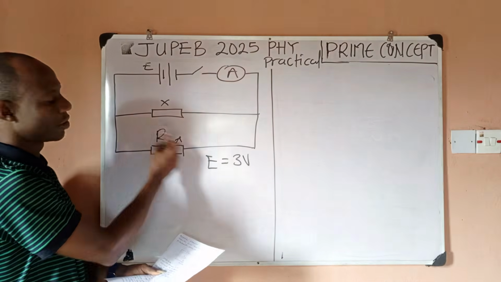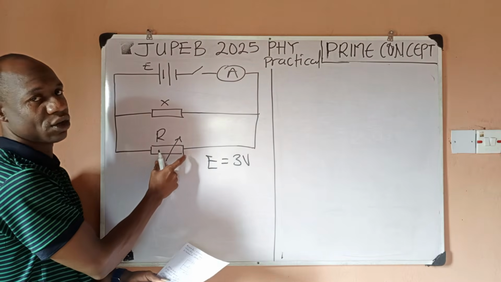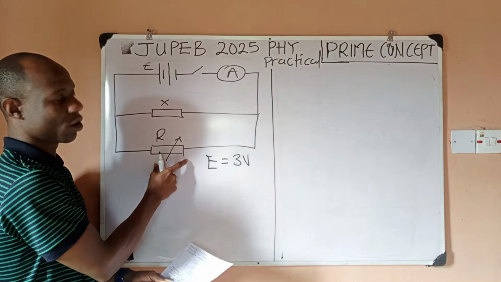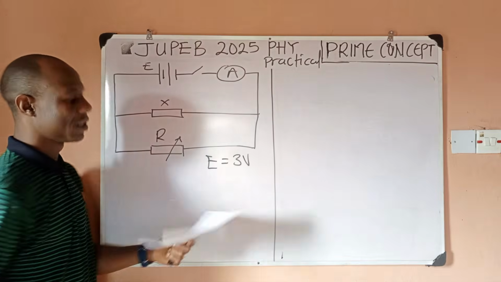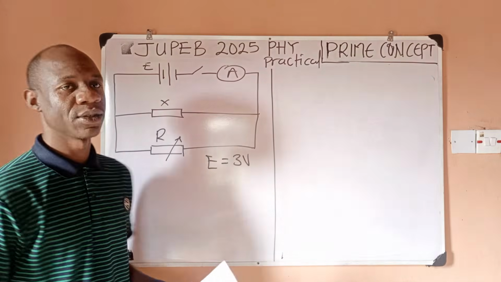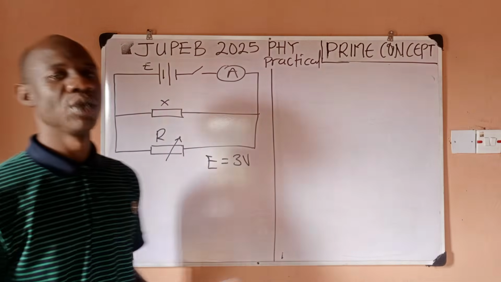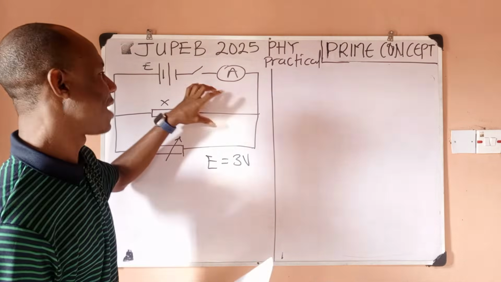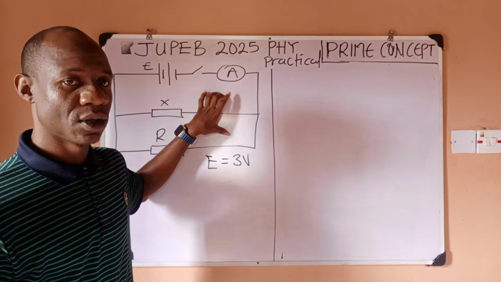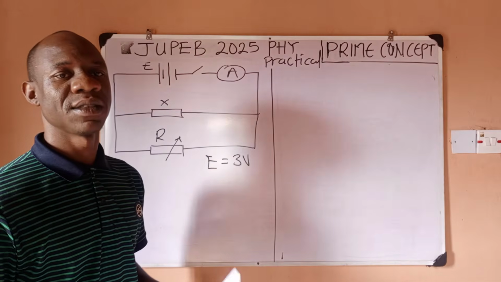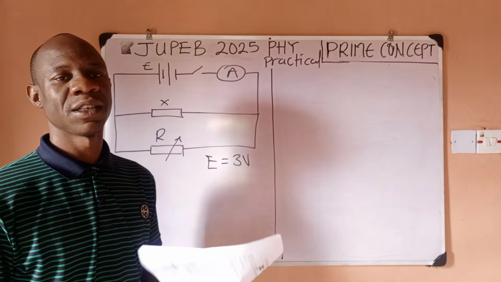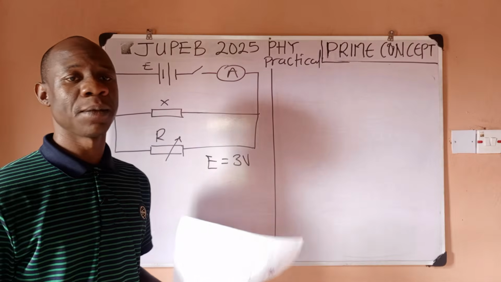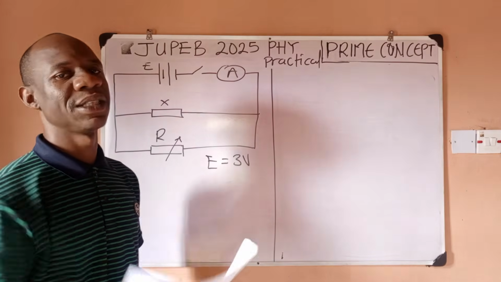Then we have a variable resistor, or you can use a resistance box for this, so that you can vary the resistance of this circuit, right? Now, what I'm going to do in this video, I'm going to teach you how we can arrive at our table of values for this particular experiment, even without carrying out the experiment. And in one of my future videos, I will be performing the experiment.